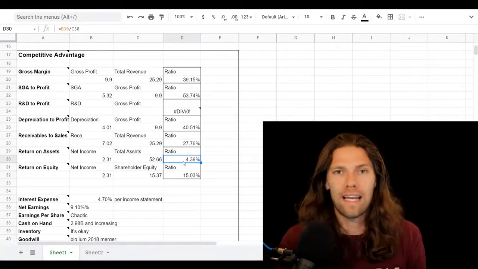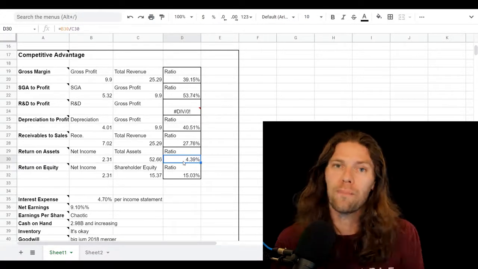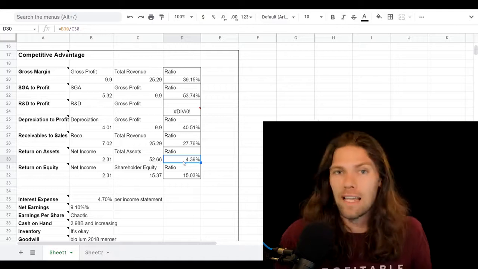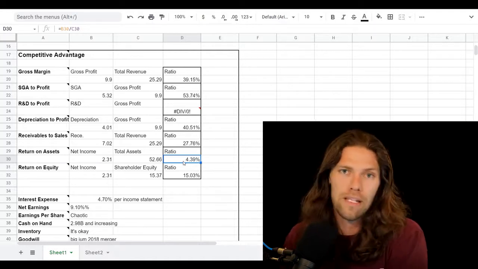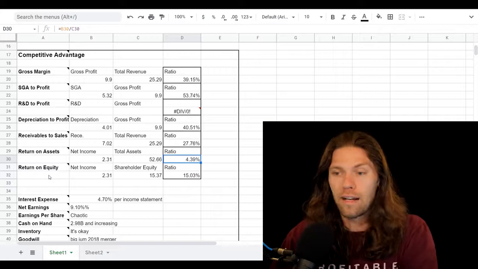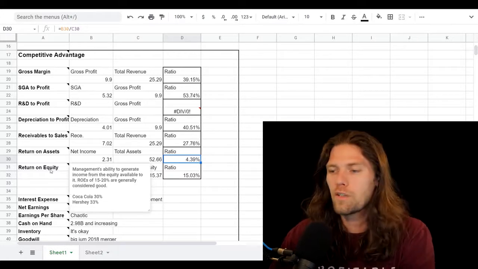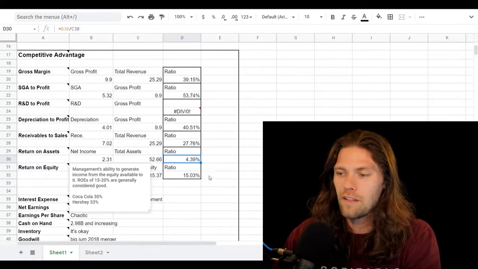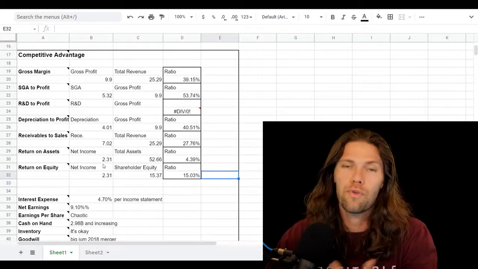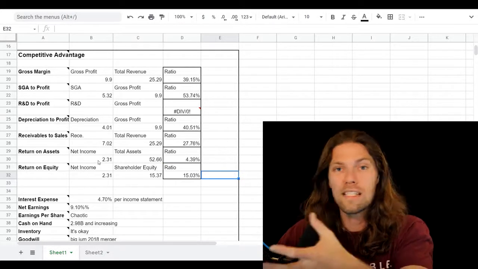It's more like a grading scale where the more the better, but if it misses one or two, that can potentially be okay as long as it makes up for it in a different area. Return on equity ratio, we want this between 15 and 20%. We're sitting at 15.03. That is great. And again, you want to compare all of those to their closest competitors. That way you really see where they stand.